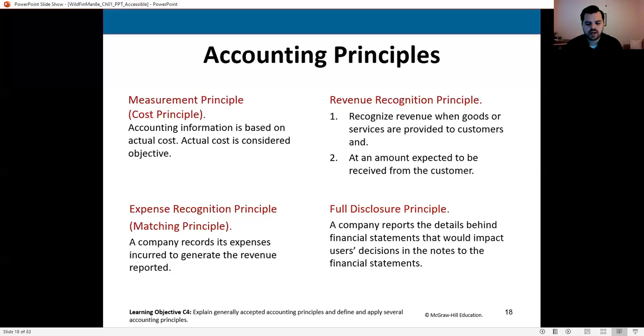We'll then deal with the revenue recognition principle. Here this has 2 pieces. For now, I want you to really focus on point 1 because we won't deal with point 2 until, I believe, chapter 7. So it'll be quite a while down the line that we'll deal with point 2, but we'll deal with point 1 right away. Point 1 says we recognize revenue when goods or services are provided to the customers and at an amount expected to be received from the customer.